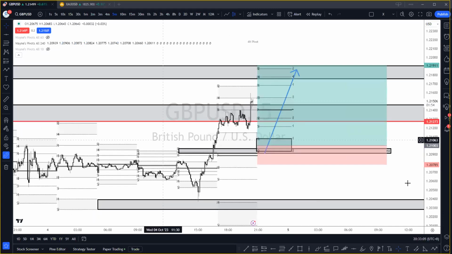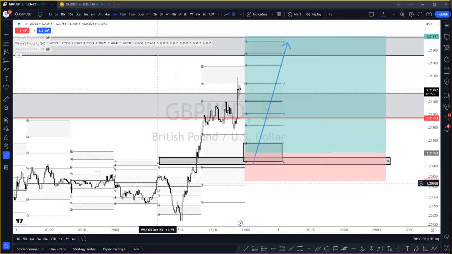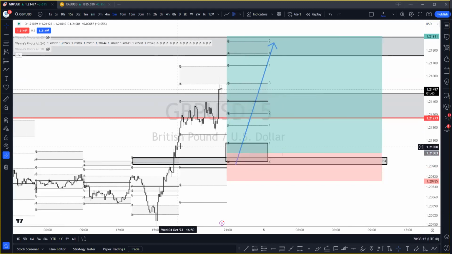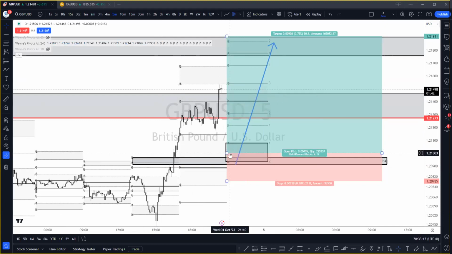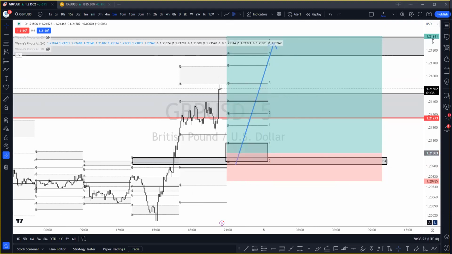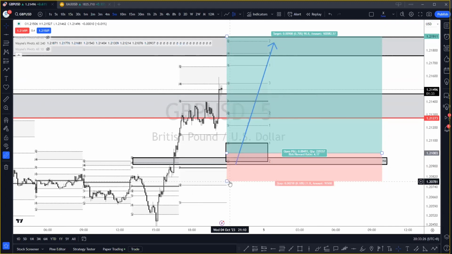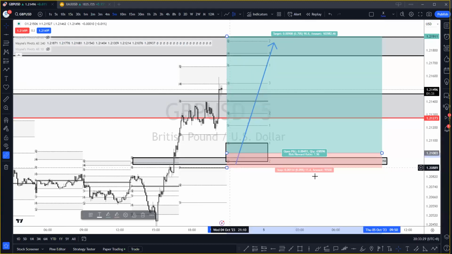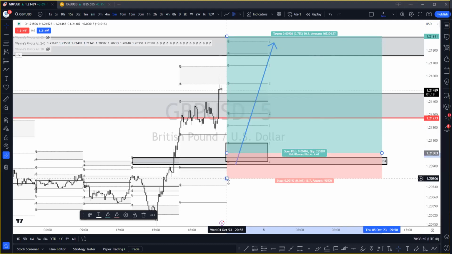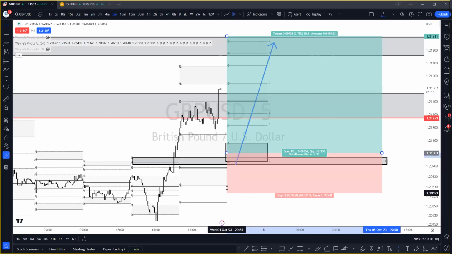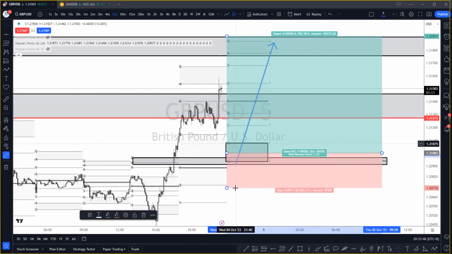And again, if you zoom in using your ICT SMC concepts, there was some resistance formed here. It broke out. This was your breaker block, these 2 candles here on the 5 minutes. You can take half of this level here, and you target the top at 1.2191. If you're confident, you can even increase it to 1:8 RR. But I'm not going for double digit RR. The target is 1:3.